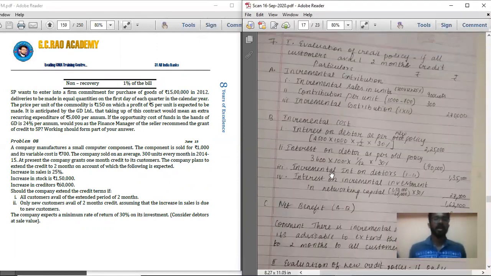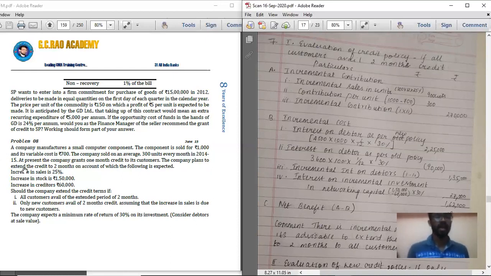Problem number 8. A company manufactures a small computer component. The component is sold for 1000 and its variable cost is 700. Simple. So contribution is 300. The company sold on an average 300 units every month in 2014-15, which means for a year it is 3600 units, 300 into 12.